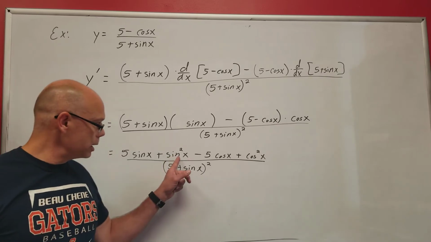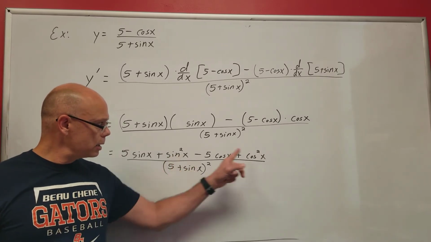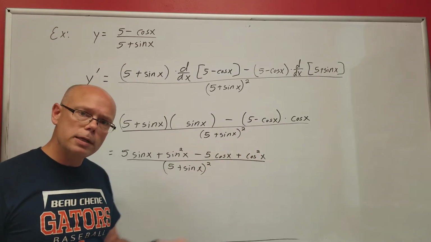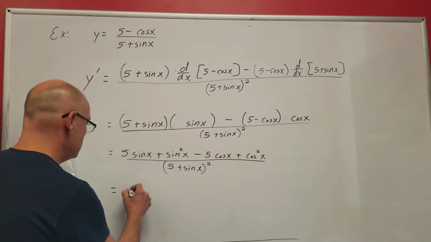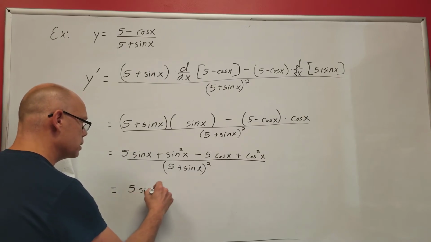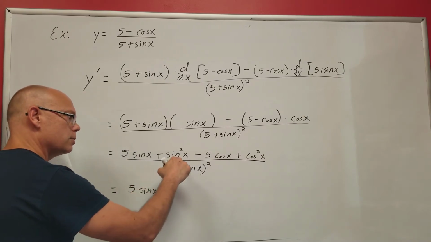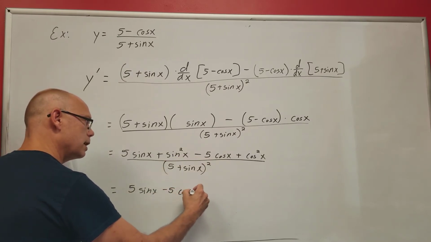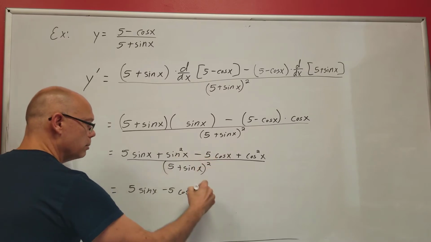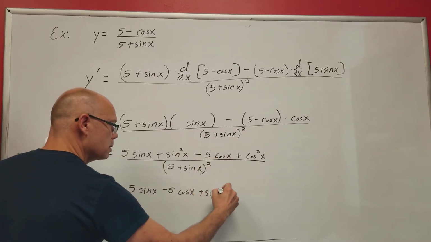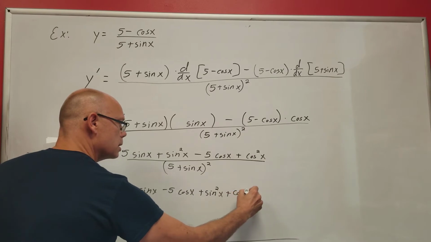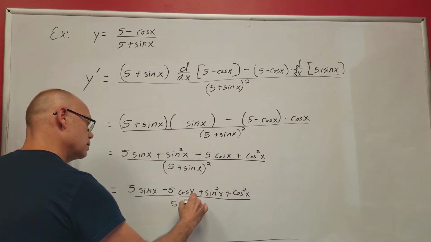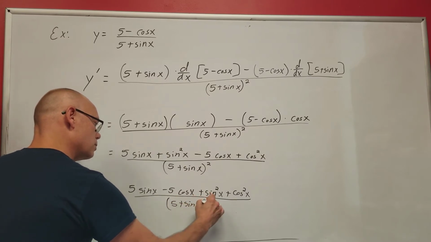All right, what do you think about this? What if we got this sine squared together with that cosine squared? Couldn't I use an identity to replace that and make it simpler? So let's write 5 sine of x. Bring this part down. Next, we're going to bring down, maybe this minus 5 cosine of x. And then we'll bring down plus sine of x squared plus cosine of x squared all over 5 plus sine of x quantity squared, like that.